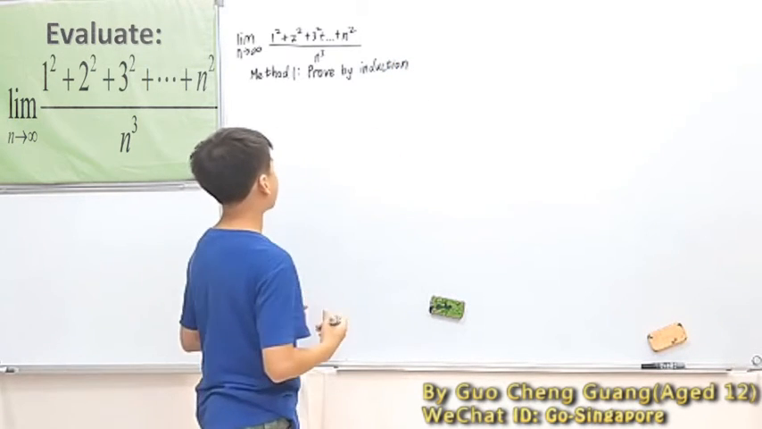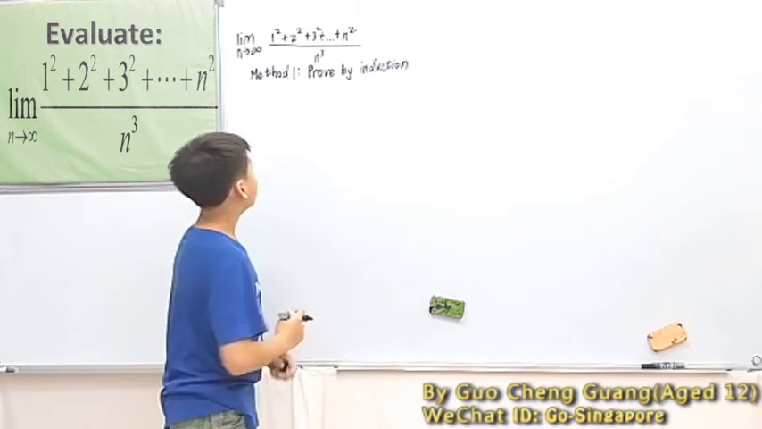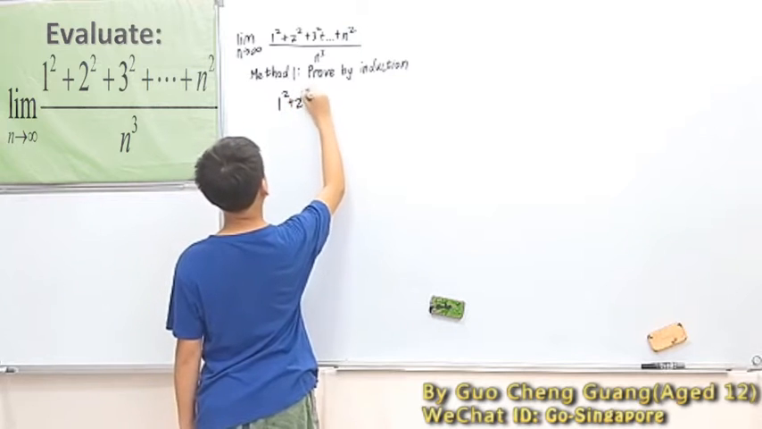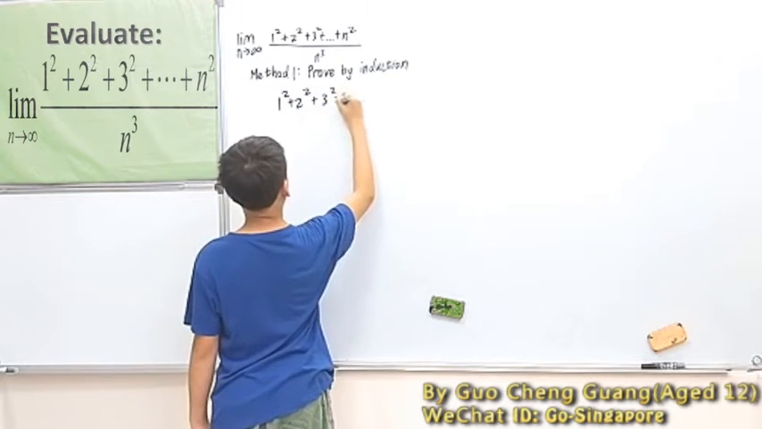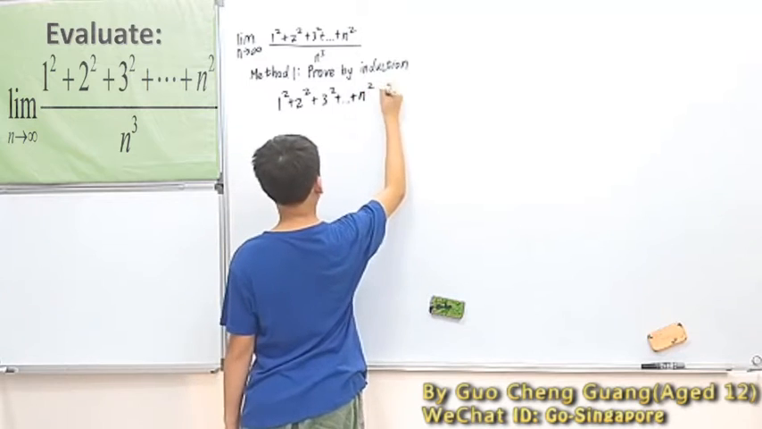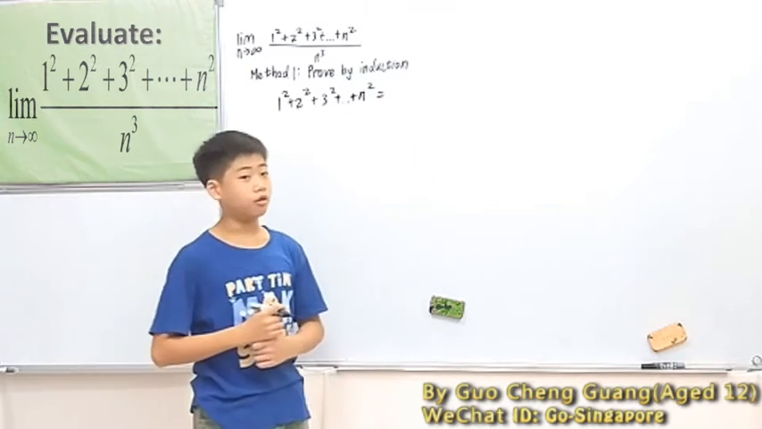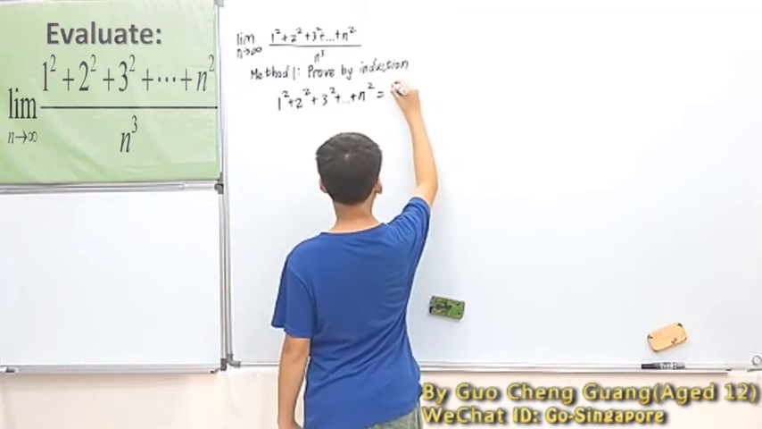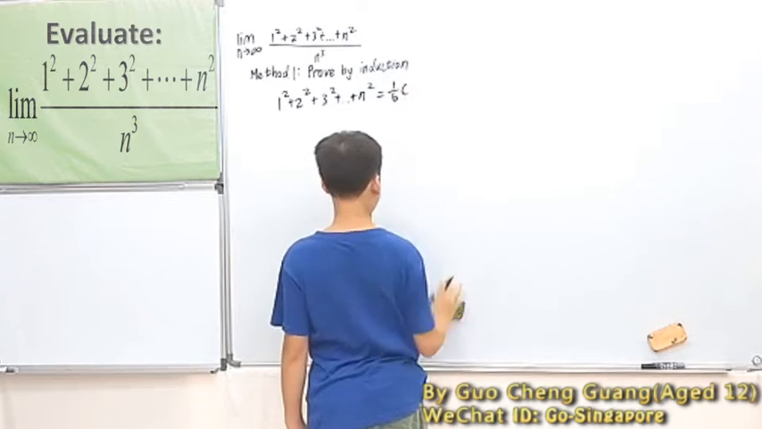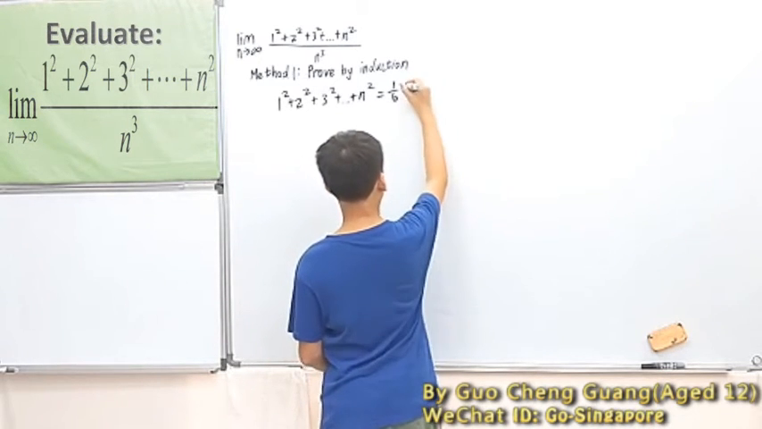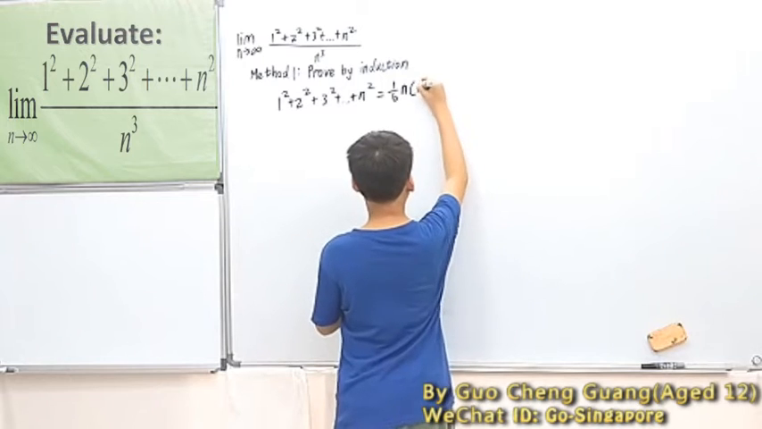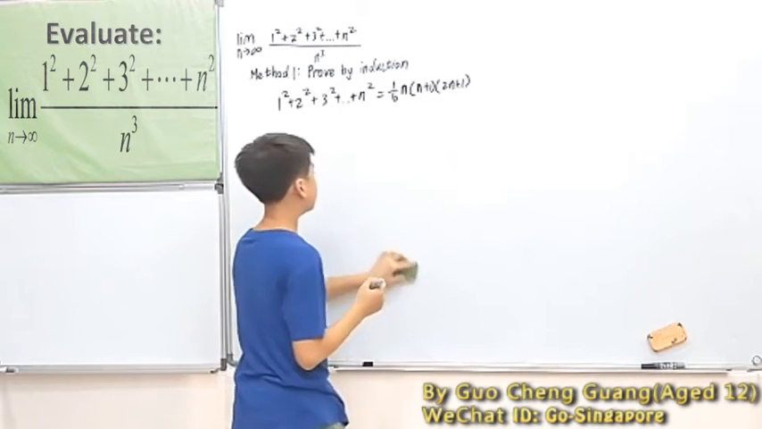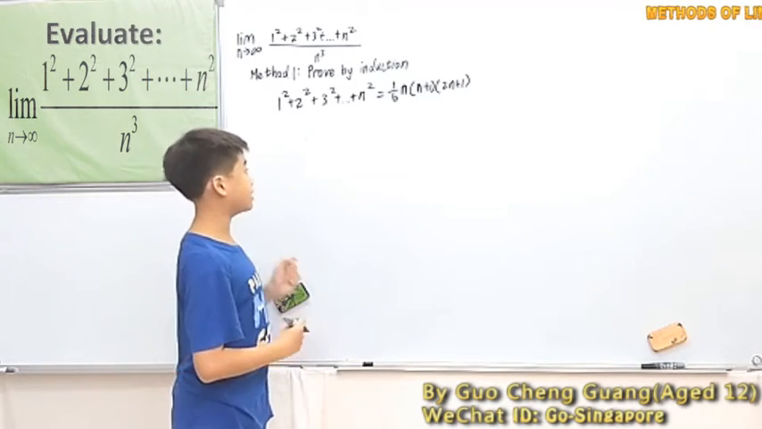Now proving by induction, at the numerator, let's take a look first. So we have 1 square plus 2 square plus 3 square plus all the way until n square. Now what kind of formula we use to find this sum? So for this is the 1 over 6 then times n. Okay. Then after that is n plus 1 and 2n plus 1. Now this is the formula that we use to find the sum.